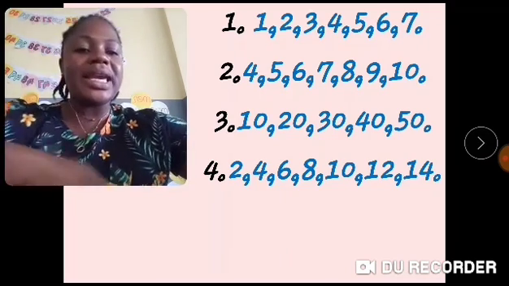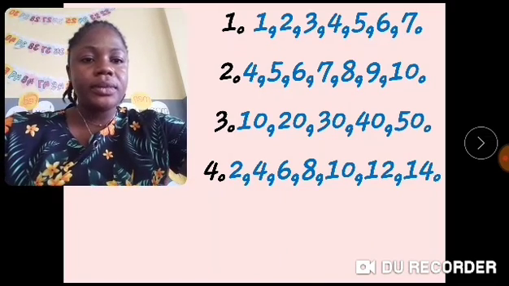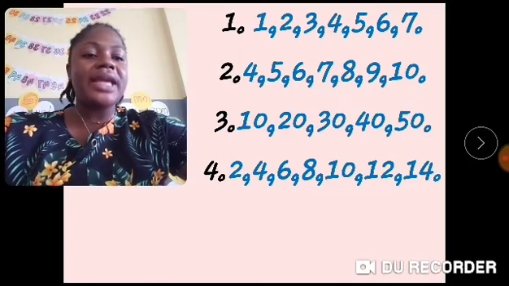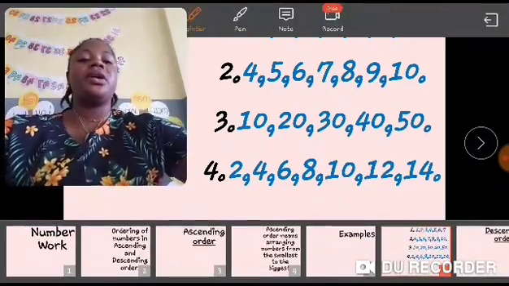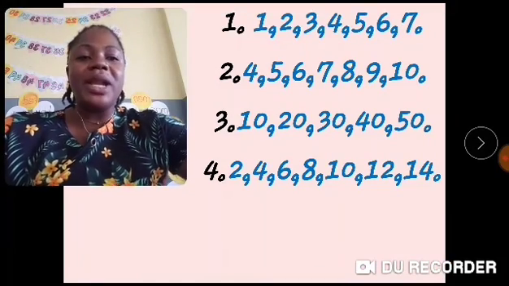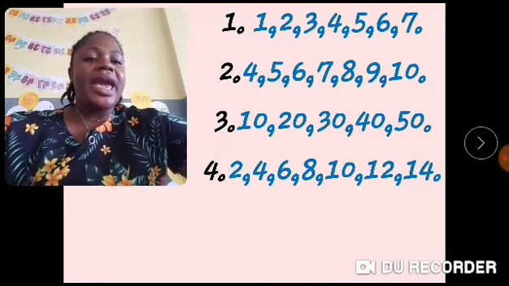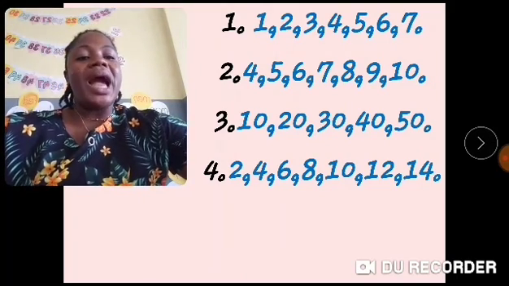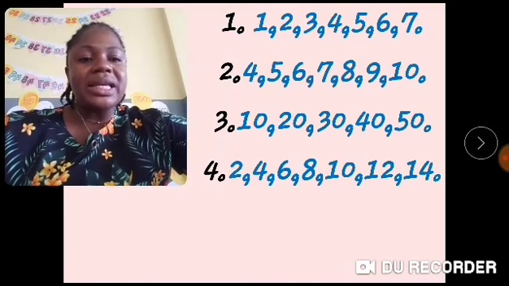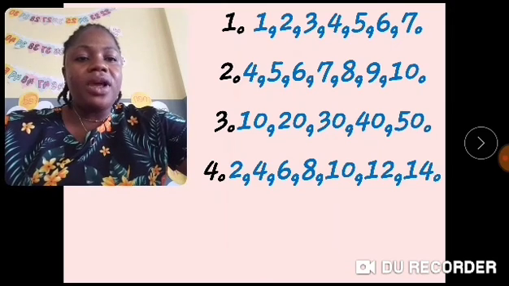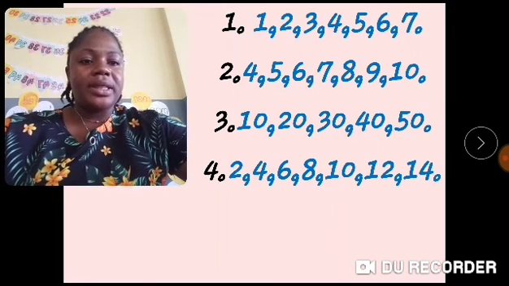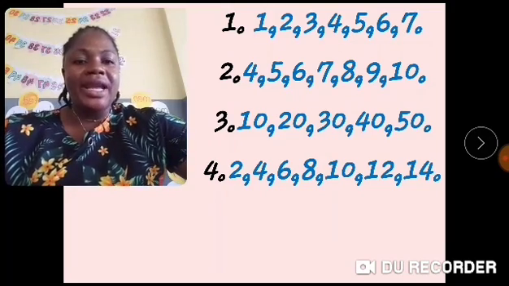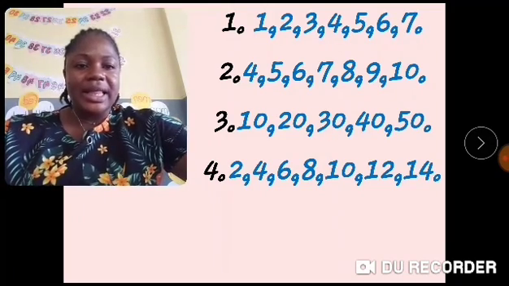Okay, let's take another example. Number 3. We have 10, 20, 30, 40, 50. Now the smallest number here is 10 and the biggest number is 50. So we arrange them by starting with 10 followed by 20. Then we have 30, 40 and 50 as our highest number.